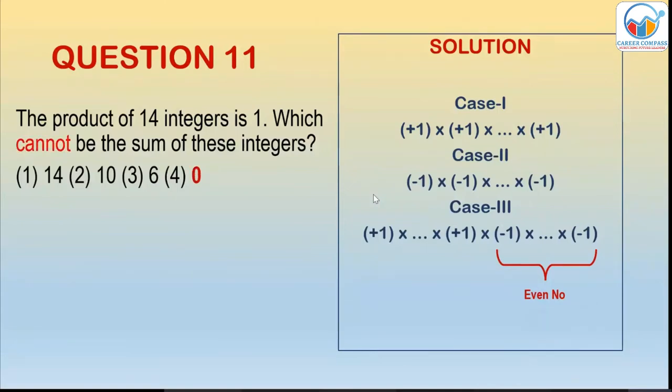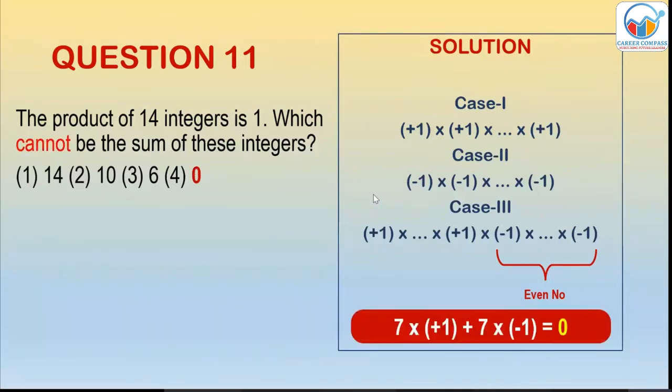So your answer will be 0, because if you have to have 0, then there will be an odd number of -1s. Now, if I multiply an odd number of -1s, that cannot give you +1, that will give you -1. So 0 can never be the sum of these integers, right? So your answer over here will be the number 0, which is given in option 4. Right, so your answer will be option 4 here. Hope that is clear to you all.